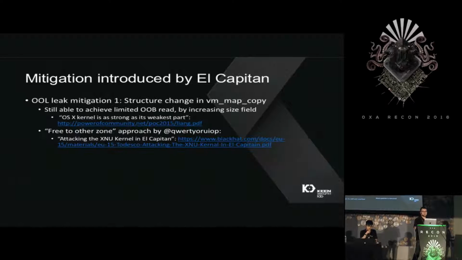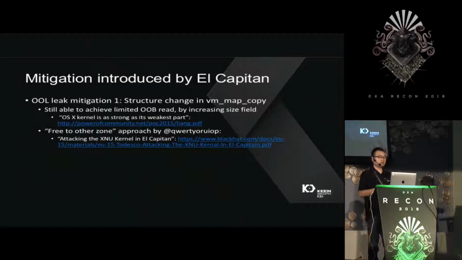But there are still some ways to bypass this. Even if we cannot do arbitrary memory read, we can still use an overflow vulnerability to increase the size field, so that we can put another important object after that struct, and then read the vtable out. We can leak the kslide to bypass KASLR.